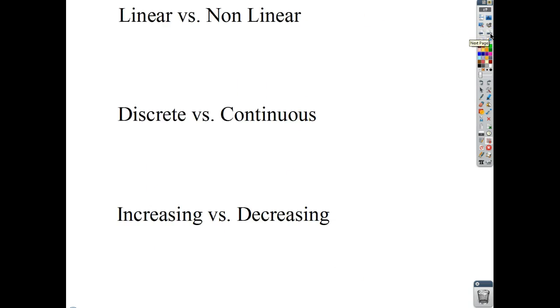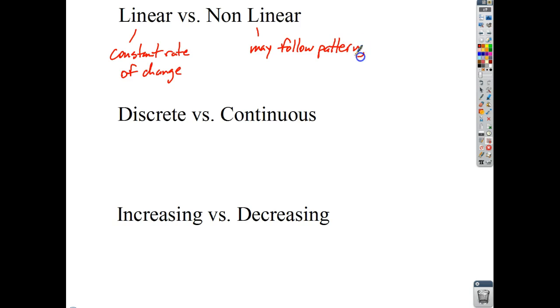All right, so let's move on. Let's talk about what this means, okay? So I got linear versus nonlinear, okay? So linear: constant rate of change. It's going to have a constant rate of change, so it's going to have a slope, right? Constant rate of change is probably the best way to say it. Nonlinear, okay? It may follow a pattern, but no constant rate of change.